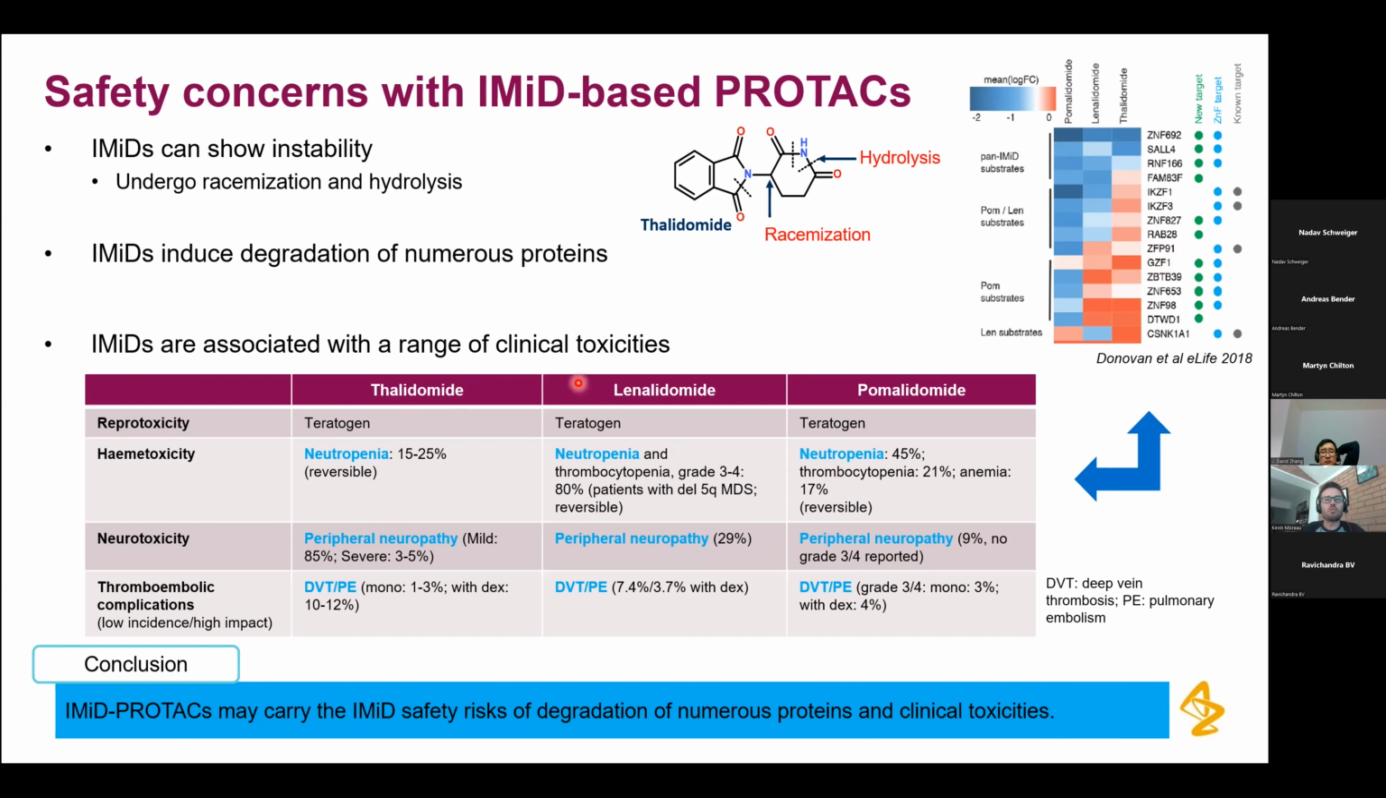So in clinics, what we have seen with these drugs is that the dose-limiting toxicity is bone marrow toxicity or neutropenia. But there are also toxicities seen with these drugs, like peripheral neuropathy or some cardiovascular thromboembolic complications. So it is possible, in conclusion, that the PROTACs based on IMiDs may carry exactly the same liabilities. And so we decided to start monitoring the degradation of some of these transcription factors.